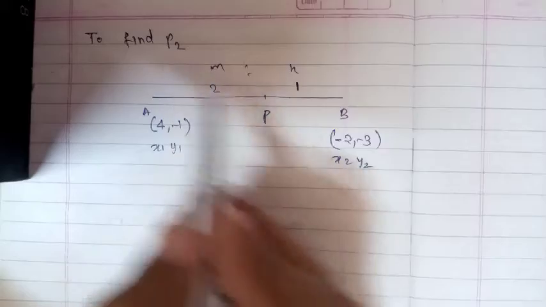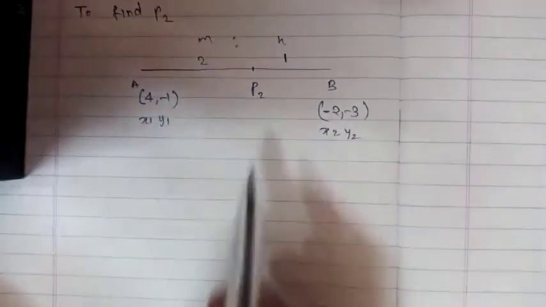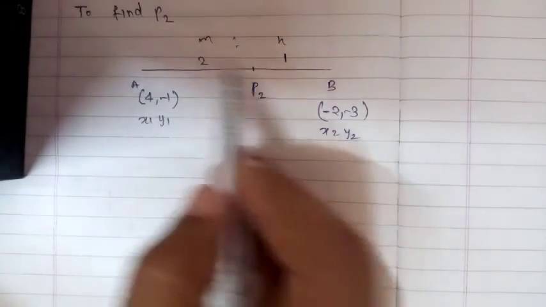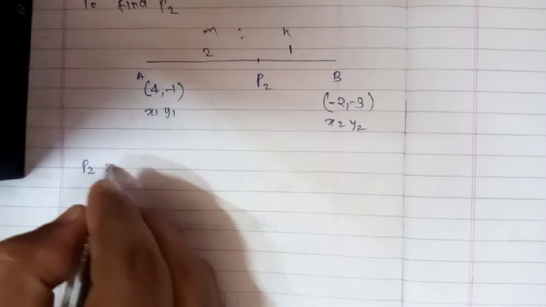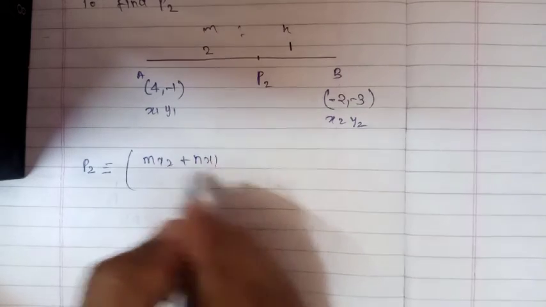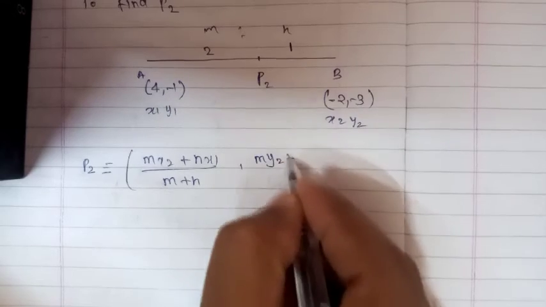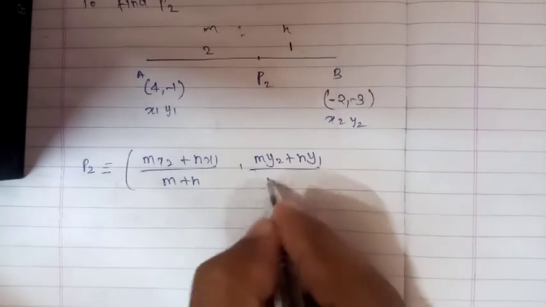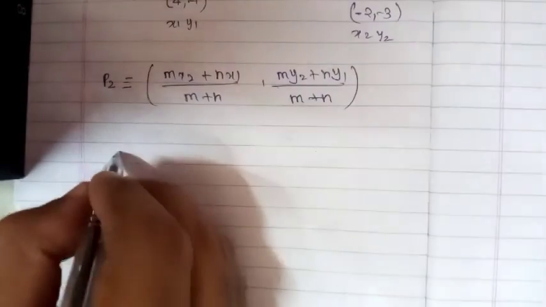Now to find P2, from this diagram you can see that P2 divides segment AB in the ratio of 2:1, and the points will be the same. So we can identify P2, which is equal to mx2 plus nx1 upon m plus n comma my2 plus ny1 upon m plus n. Okay, now I will substitute this.